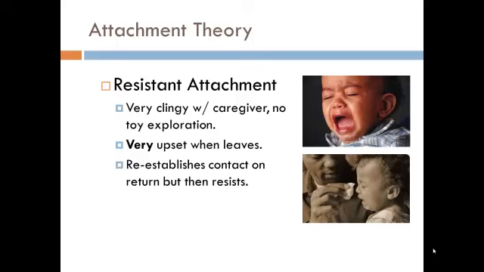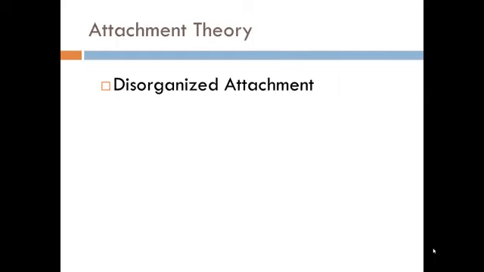It's a weird mixture. And then there's disorganized attachment. This is just a catch-all fourth category because some babies don't fit perfectly into one of the first three. They might show aspects of a couple different kinds of attachment together.